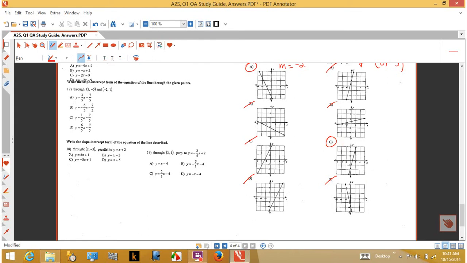All right, let's go ahead and increase the size of the screen.